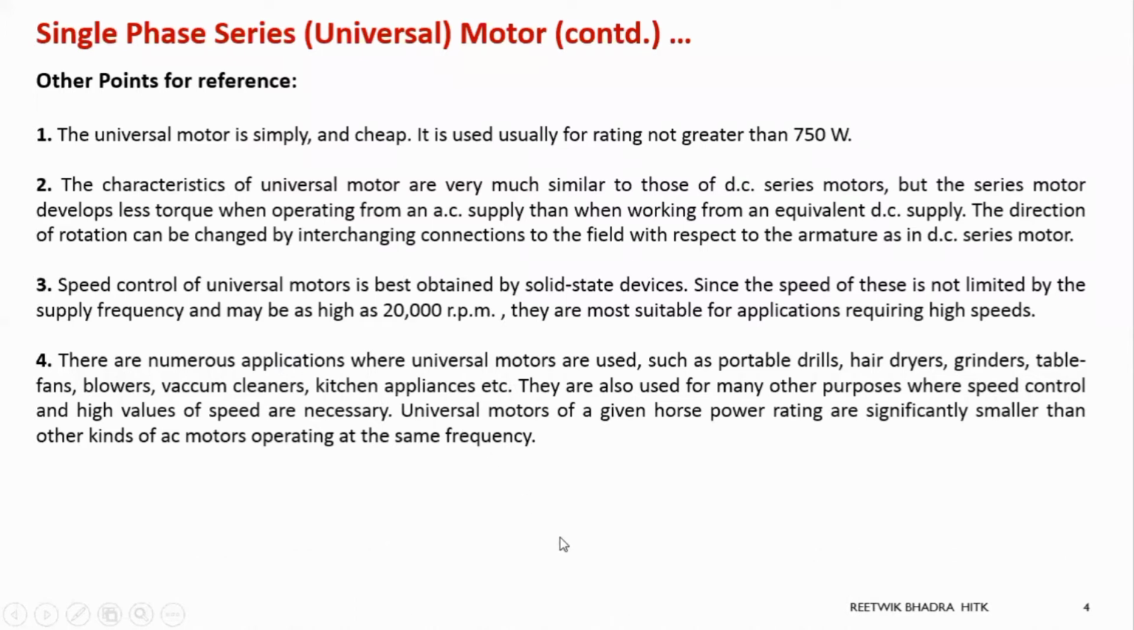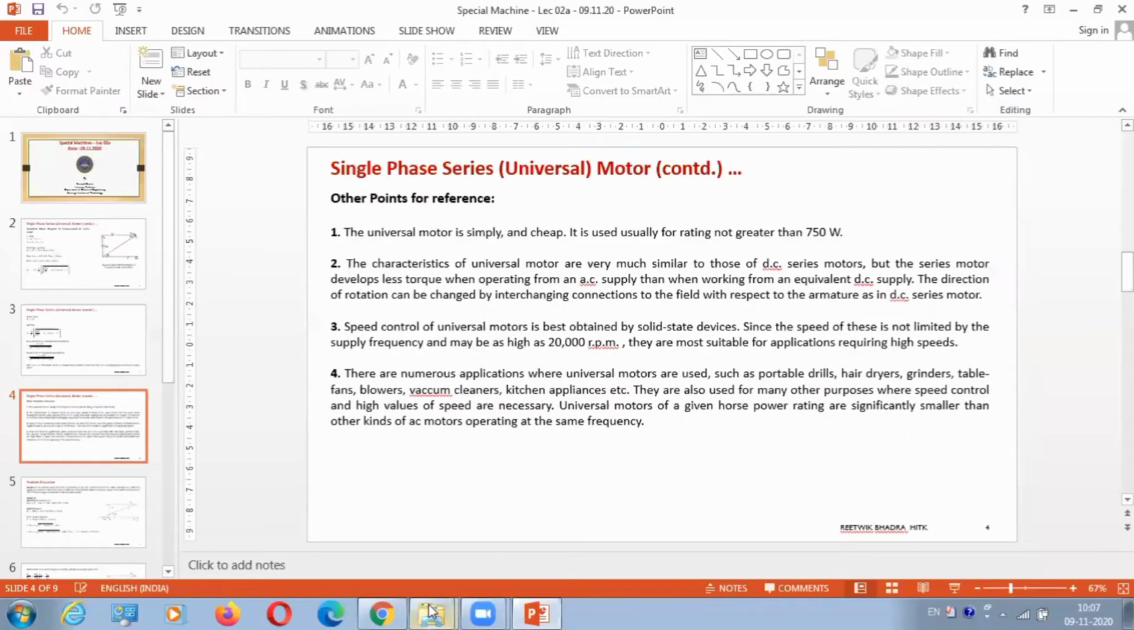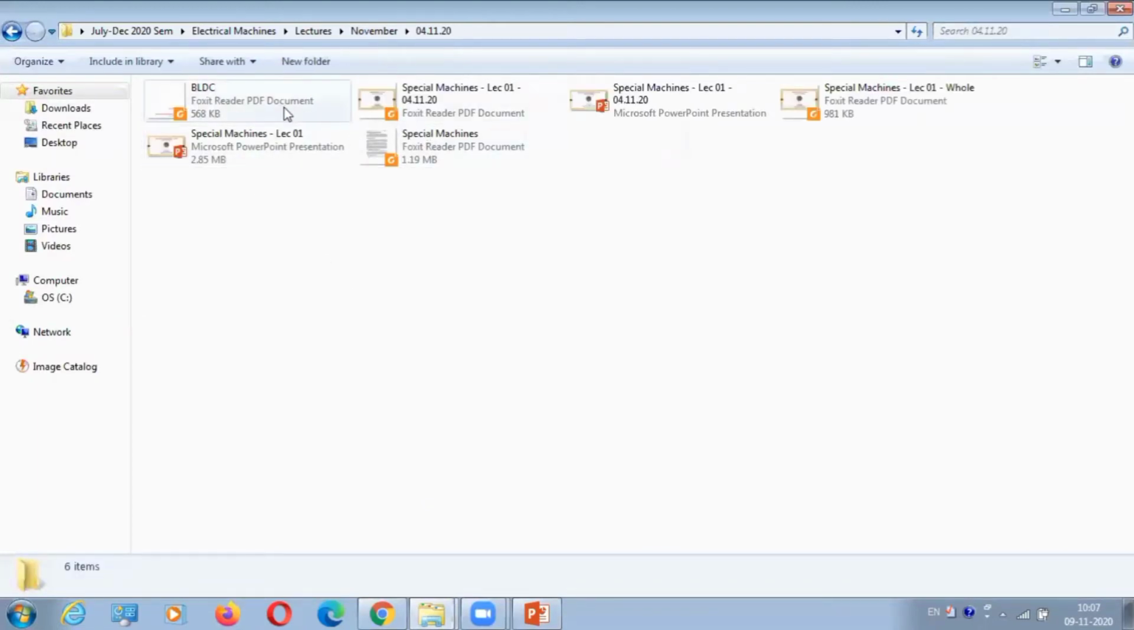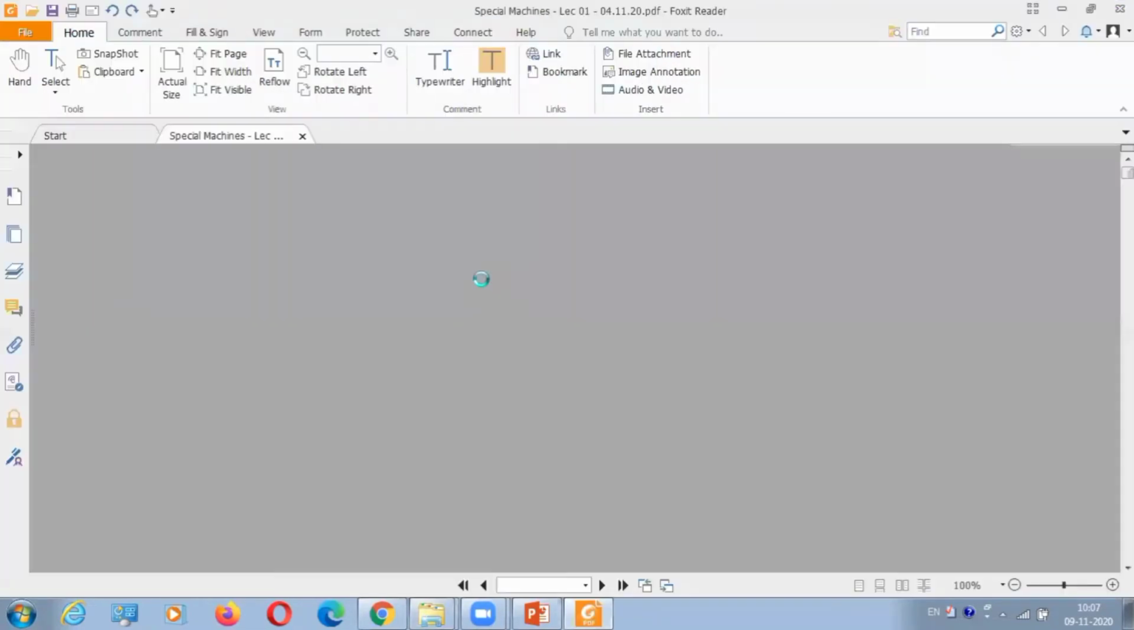Now some important points you need to remember. Basically I'll just go through them in short. Universal motors are very simple and cheap, easily available, and the ratings are mainly around 750 watt, not more than that. Maybe recent advancement has made it more, but generally previously it was around 750 watt. And since your universal motor is derived from your DC series motor, we had already seen its characteristics. If you look into the last day's lecture, I'll just show you, in the fourth lecture, I think it's drawn over here.